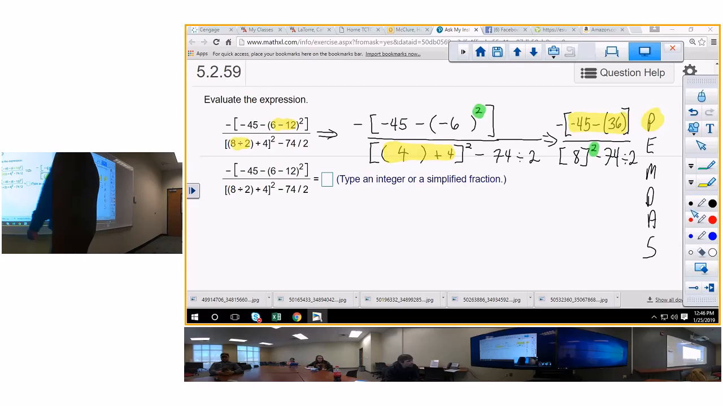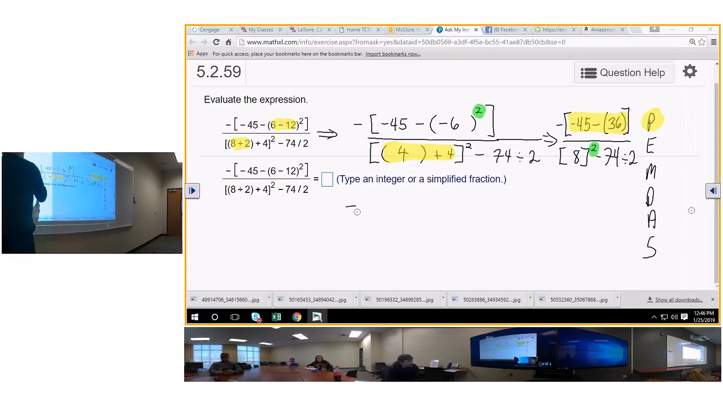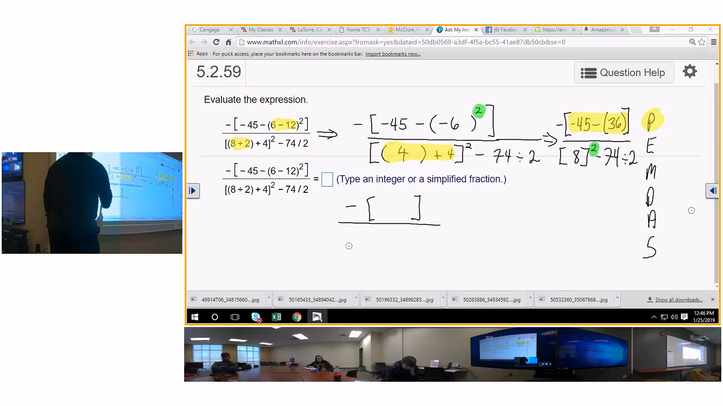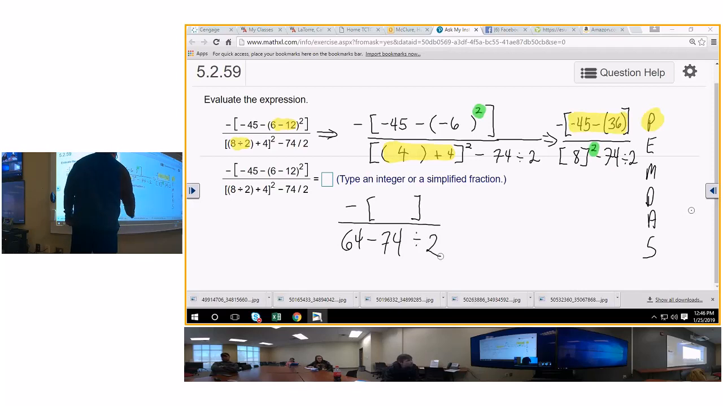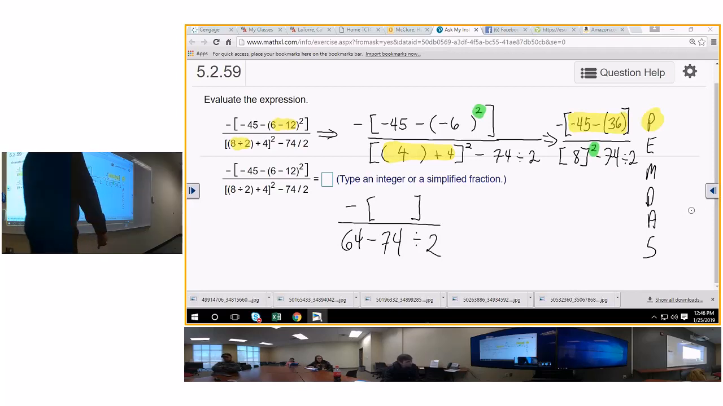So, negative brackets, over, what is 8 squared? 64. Eight times eight. Minus 74 divided by 2. Done. Okay, now let's focus on this.